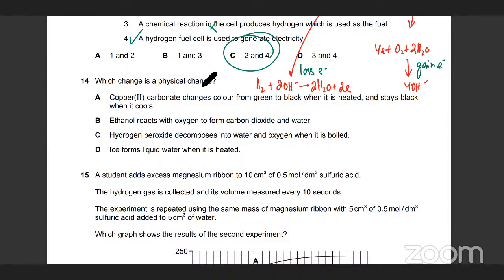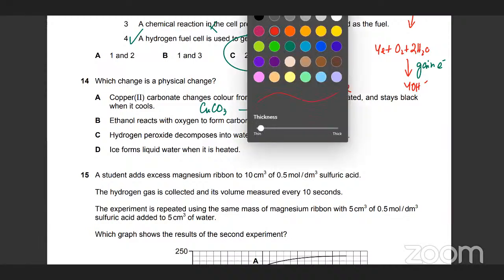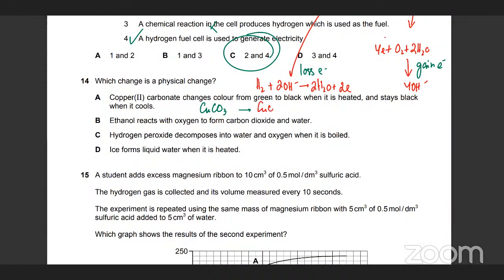What change is a physical change, not a chemical reaction? Copper carbonate changes color from green to black when it is heated and stays black when it cools. What's happening to copper carbonate? Remember, you need to know the color of this substance. It's green in color. So why does it change to black? It converts into copper oxide. When you heat it, it decomposes, and copper oxide is the one that's black in color. So there's a chemical reaction happening. That's not a physical change.